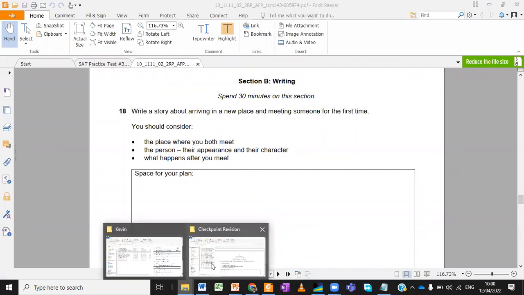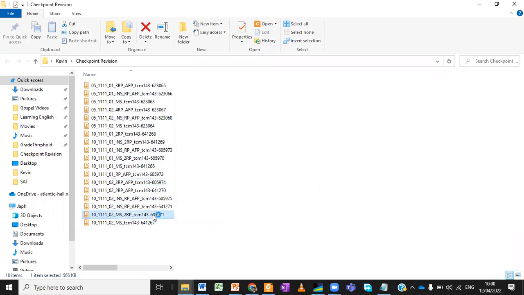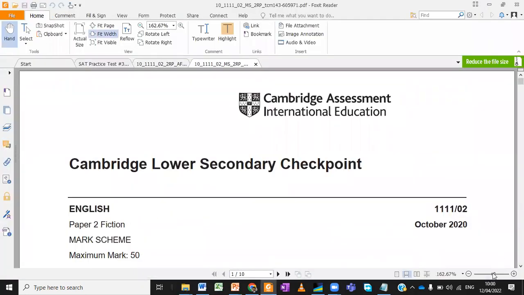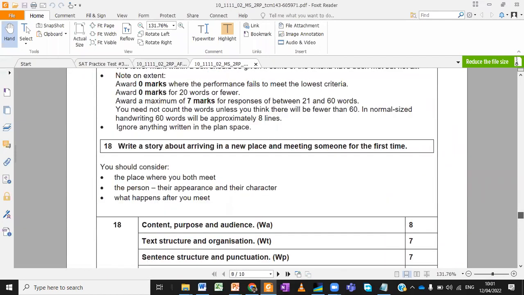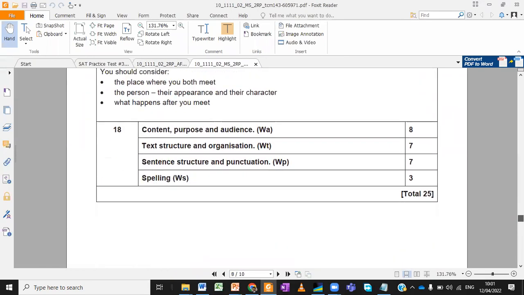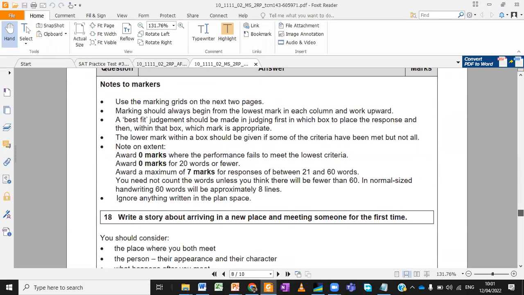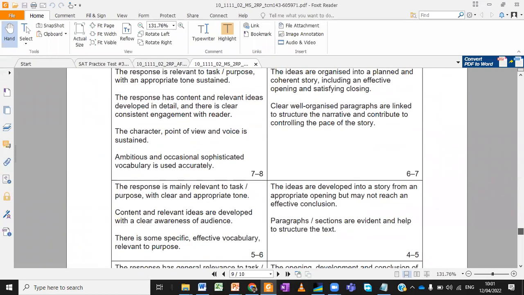Let me look for the syllabus, the mark scheme, so that you know what I'm actually talking about. Yeah, this is the mark scheme. If we go to the story, the write-up, the text structure and organization, the purpose and audience. See, everything carries 25 marks. Now, this is what I want from you.